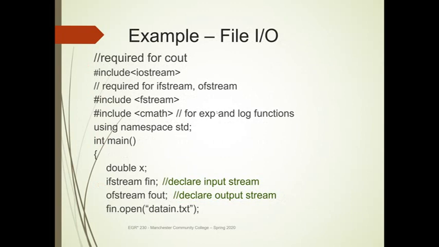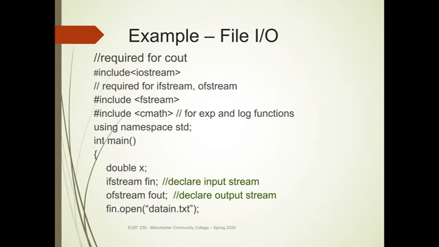Okay. So here's an example. And just to go over this briefly, here's our iostream. This is the typical header file that we include. Here's our fstream. This is one we needed to add. And then in this particular example, it had cmath because we use some functions from cmath. Okay. All right.